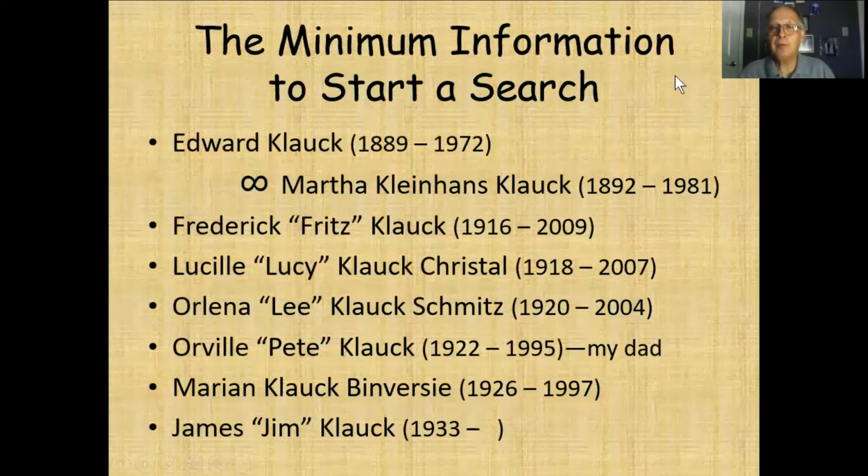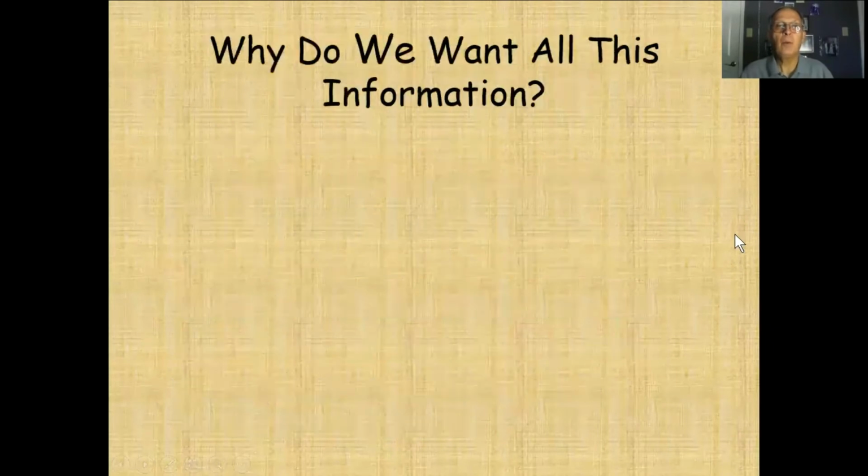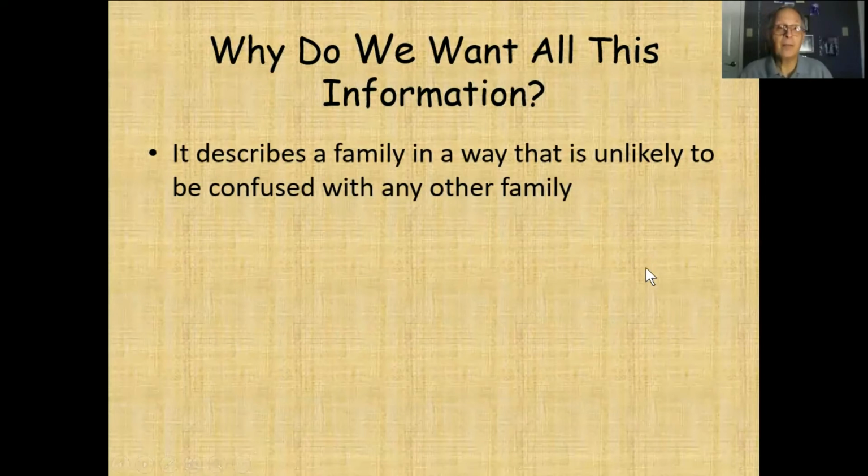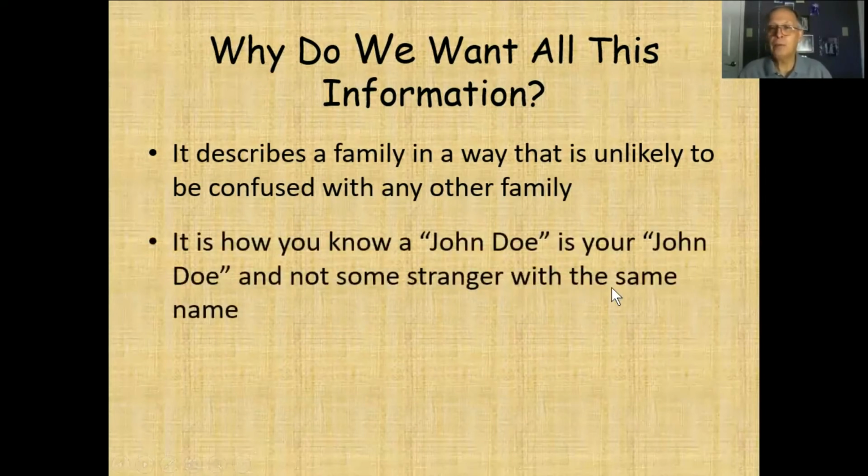Okay, minimum information to start a search. And this is a very abbreviated version of a family group sheet. There's grandma and grandpa, all the children, and there's my dad. I've got lifespans, nicknames, and for the married children, there's the married names of the daughters. Why do we need all this information? It pretty well describes a family that is unlikely to be confused with any other family. It's how we know our John Doe is our John Doe and not some stranger with the same name.